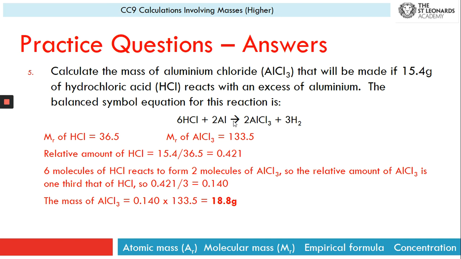So putting that into our formula, to work out the mass, we do moles times Mr. We've just worked out that the moles are 0.14. We times that by the Mr, 133.5, and that means we get 18.8 grams of aluminium chloride produced from that reaction.